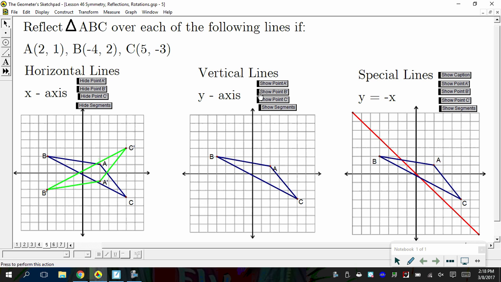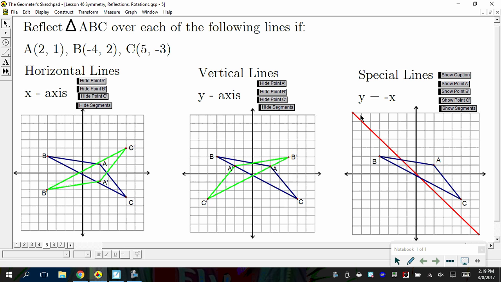For the y-axis, we count towards it. A is 2 units away, so A prime will be 2 units away on the other side. Similar for B, 4 units away. And for C, 5 units away. And then we can draw our triangle. So these points should be the same distance away from the line of reflection on both sides.